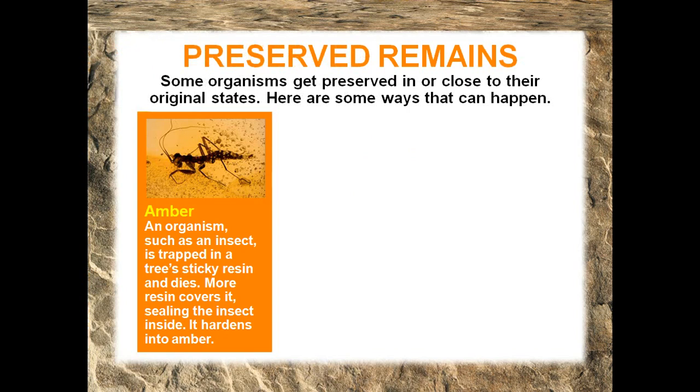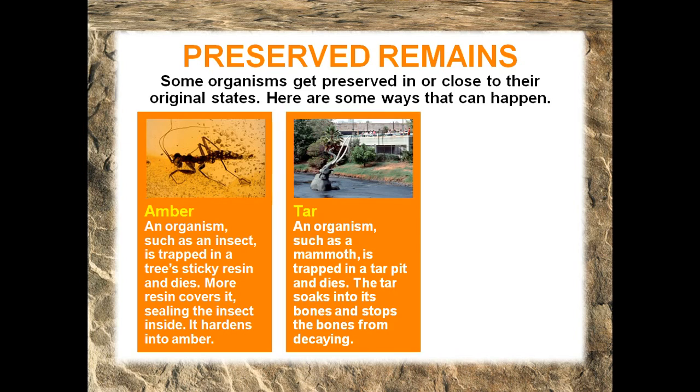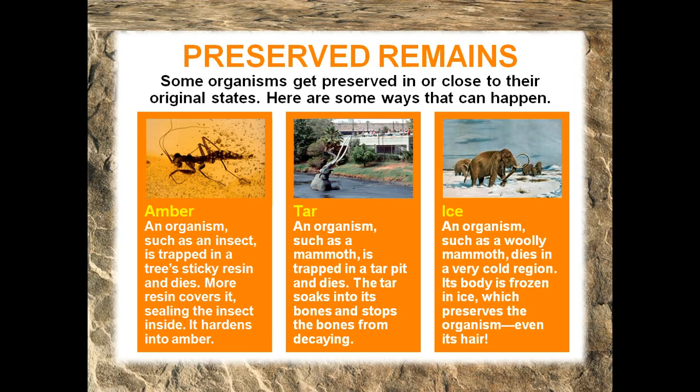Preserved remains. Amber. An organism such as an insect is trapped in a tree's sticky resin and dies. More resin covers it, sealing the insect inside. It hardens into amber. Tar. An organism such as a mammoth is trapped in a tar pit and dies. The tar soaks into its bones and stops the bones from decaying. Ice. An organism such as a woolly mammoth dies in a very cold region. Its body is frozen in ice, which preserves the organism, even its hair. So these represent some of how organisms get preserved and are close to their original states.